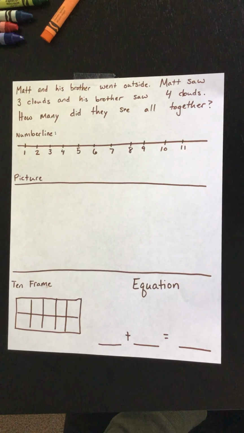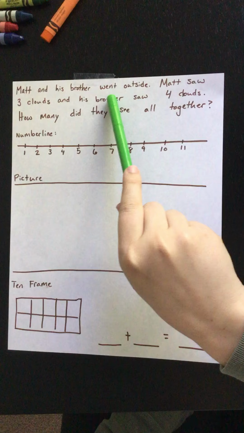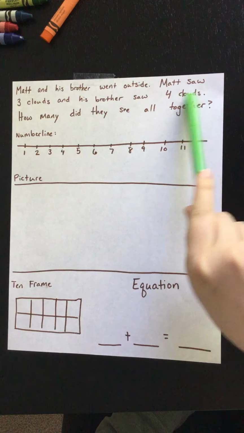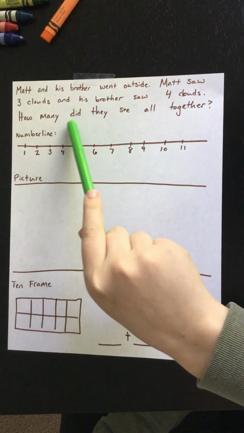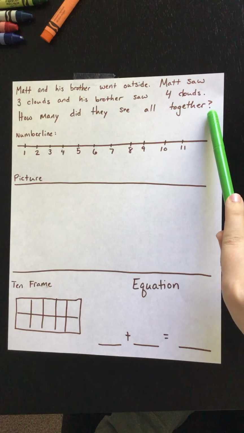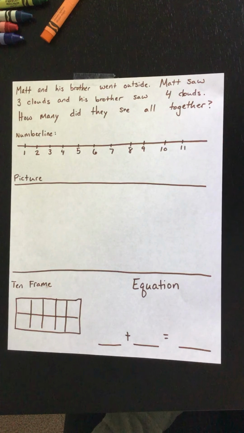Let me read it one more time just so that we can get a picture in our heads. So close your eyes and think about the picture that this story is telling us. Matt and his brother went outside. Matt saw 3 clouds and his brother saw 4 clouds. How many did they see all together? So I have a few different things on my piece of paper that we're going to use to help us solve this problem. And we're going to use all of our strategies this week to solve these problems.